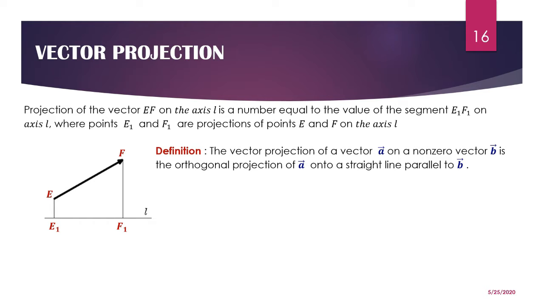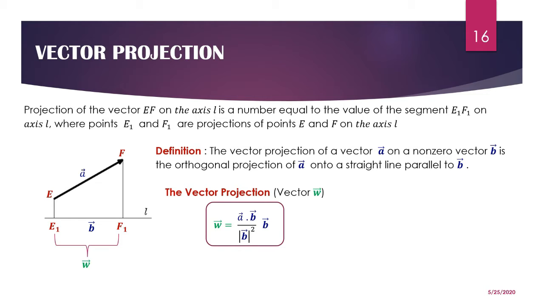Okay. The vector projection of a vector A on a non-zero vector B is the orthogonal projection of vector A onto a straight line parallel to vector B. The vector projection is vector W. The formula is vector A dot vector B over magnitude B squared, times vector B. And the scalar projection is the magnitude of W, which is A dot B over magnitude B. And that's right. Okay, students.